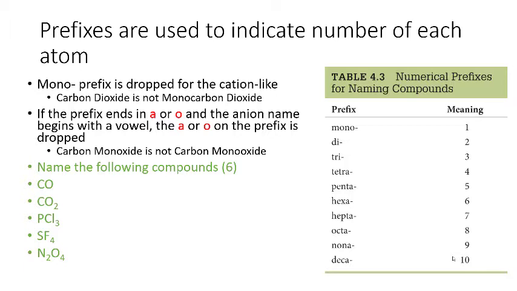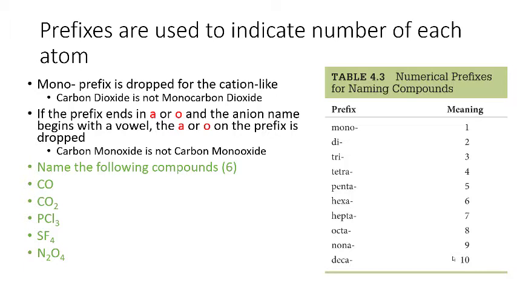Okay, so when we were naming ionic compounds, it was NaCl, sodium chloride, or magnesium chloride, which is MgCl2. We didn't call that magnesium dichloride. We didn't include these prefixes to indicate how many of each were there. But for these covalently bonded molecules, we have to include these numerical prefixes for telling how much of each atom that we have.